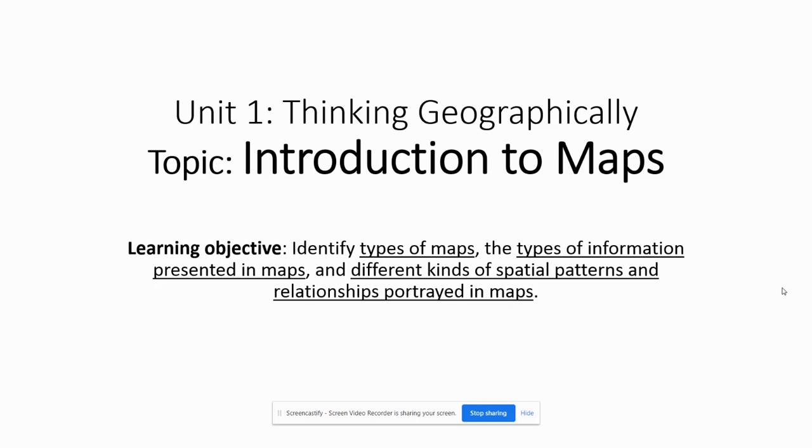So this first video lesson is on Unit 1, Thinking Geographically. This is the basics, and our first topic is Introduction to Maps. So your learning objective is this. You're going to identify types of maps, the types of information presented in maps, and different kinds of spatial patterns and relationships portrayed in maps. So this is the very first topic of our AP Human Geography curriculum. The learning objective is something you want to focus on as far as how you can organize your notes and what you would take notes on. So I've underlined those key parts.